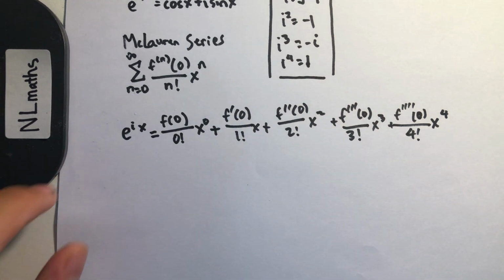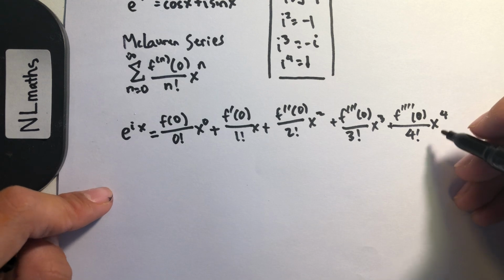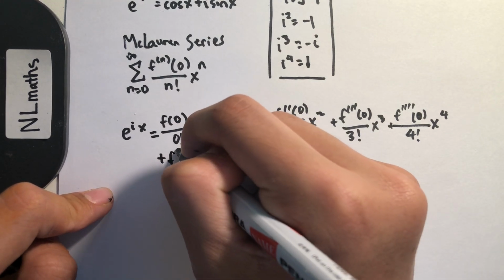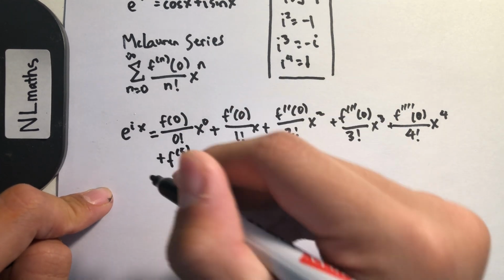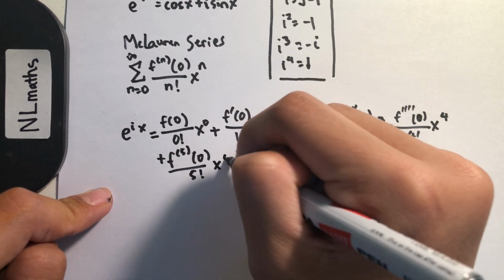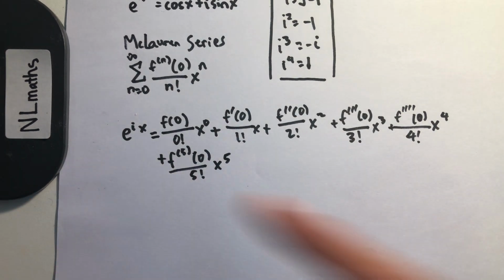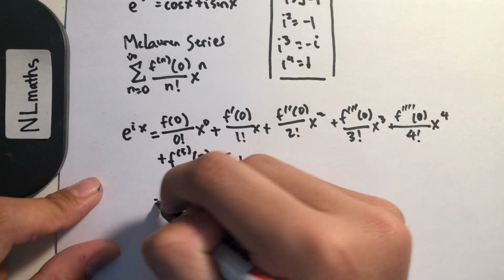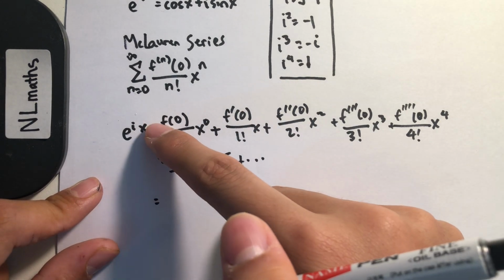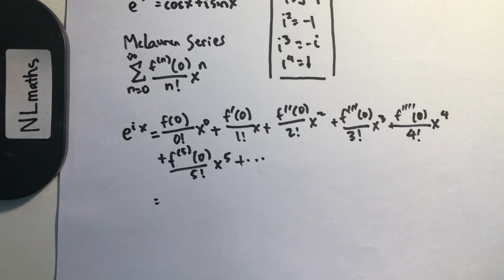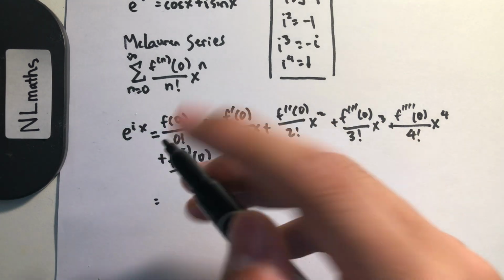We have 5 terms here. Actually, I should have one more. Can you see this? I'll write it here. Plus f to the 5th derivative at 0 over 5 factorial x to the 5. So we'll be looking at each individual term and we'll be writing that out. And then plus dot dot dot, of course. And this f of 0 is e to the ix at 0. i times 0 is, of course, 0. And anything to the power of 0 is 1. So this whole term is equal to 1.